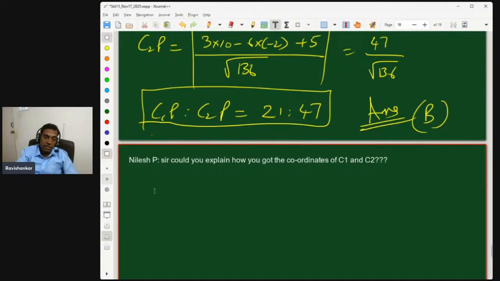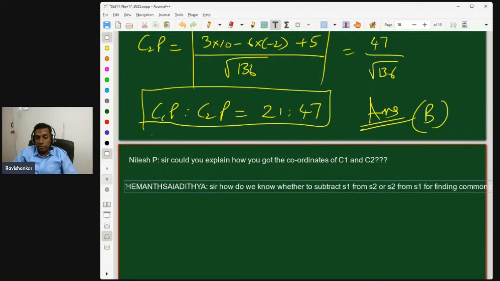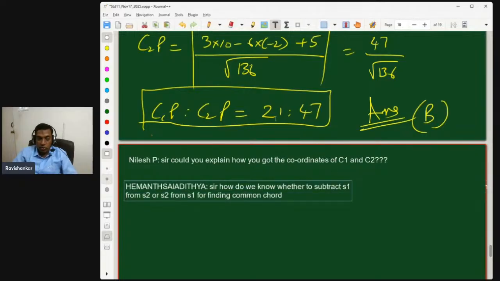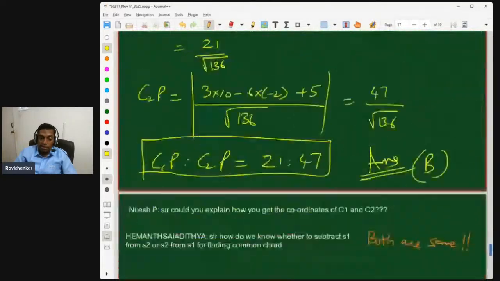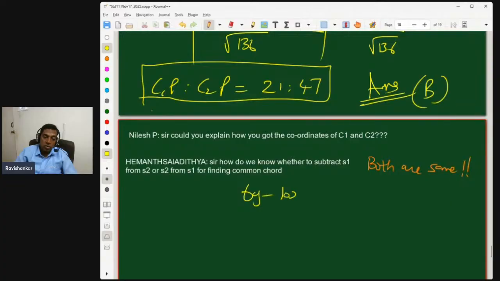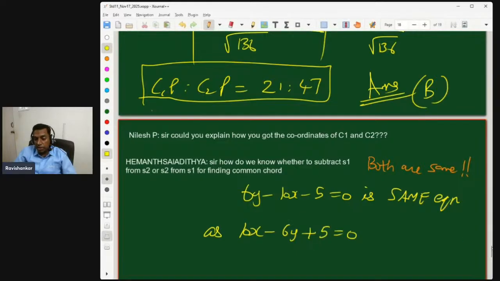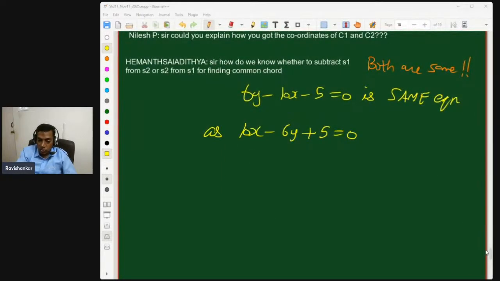Hemant Aditya has asked a good question. How do we know whether to subtract S1 from S2 or S2 from S1 for finding the common chord? Both are same. For example, in this particular case, if you had done S2 minus S1, you would have got 6y minus 10x minus 5 equals 0, which is the same equation as 10x minus 6y plus 5 equals 0. It's just multiplying by minus 1 because it's 0. That's why.